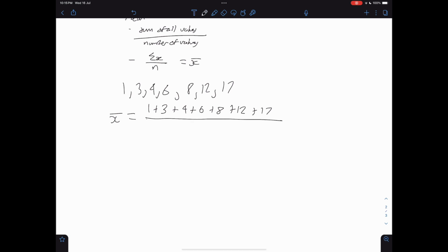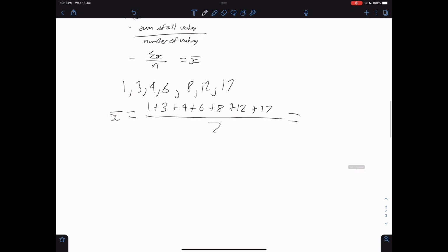Over 7. That's going to be equal to 51 over 7, so 7.292 to 3 significant figures.